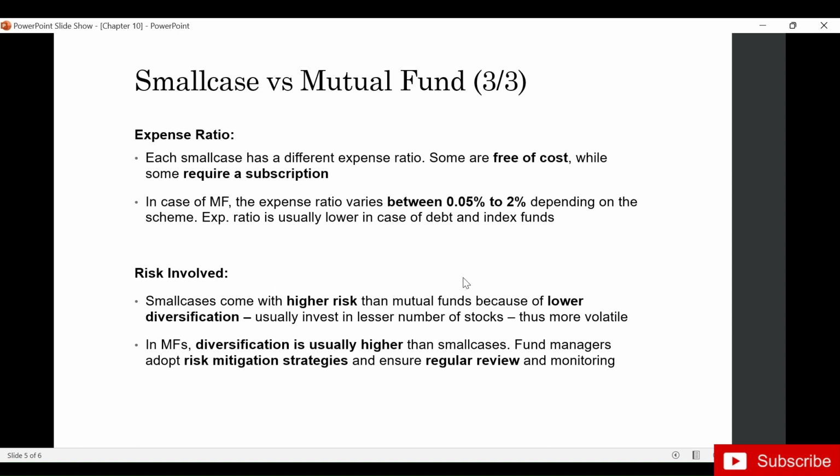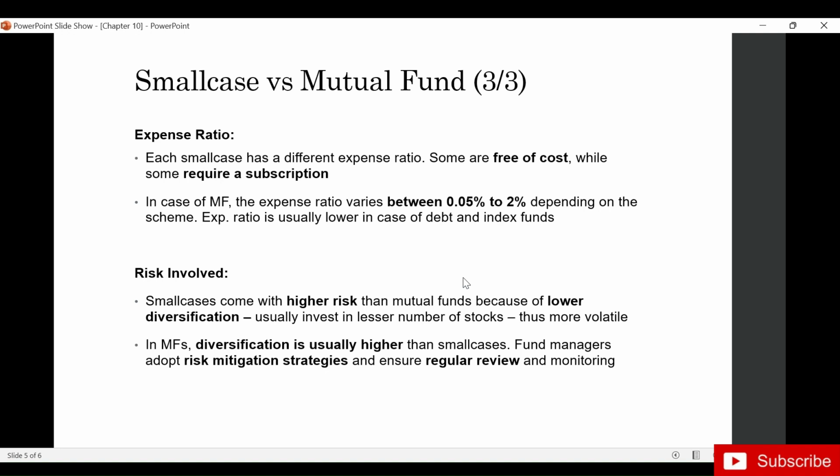The next parameter for comparing small cases and mutual funds is the expense ratio. Every small case has a different expense ratio. Some small cases are free of cost and the investor can invest in them without any fees, whereas certain small cases require a subscription amount to be paid. In the case of mutual funds, the expense ratio usually varies between 0.05% to 2%, depending on the scheme. Usually, the expense ratio is much lower in the case of debt and index funds, and it is higher in the case of actively managed equity funds.